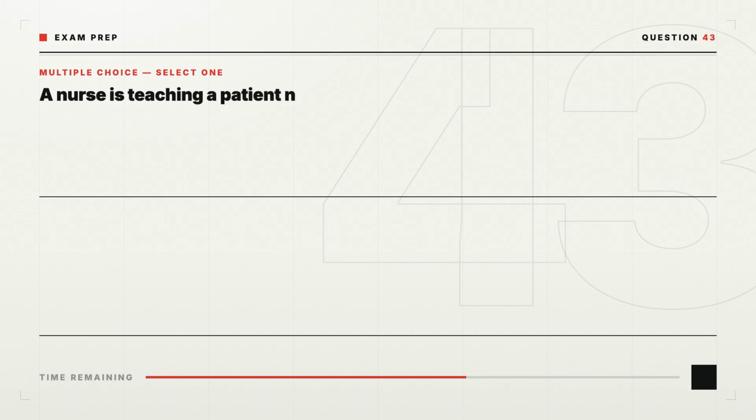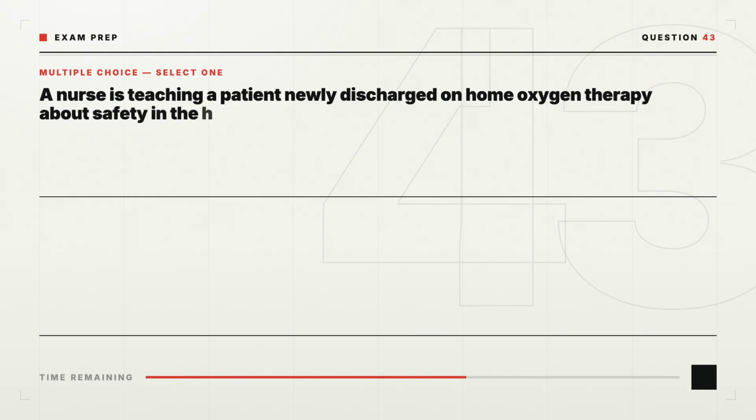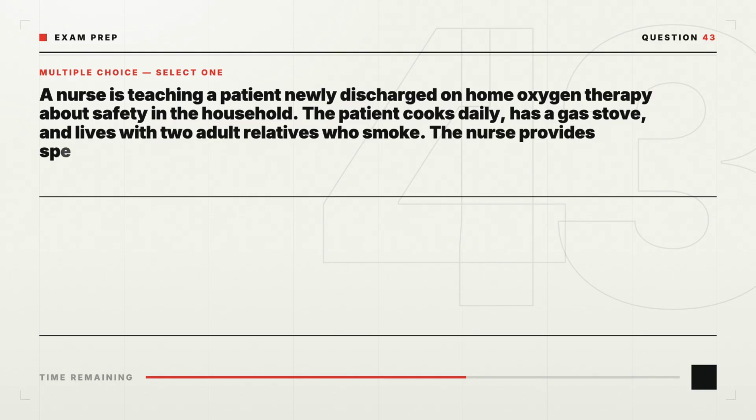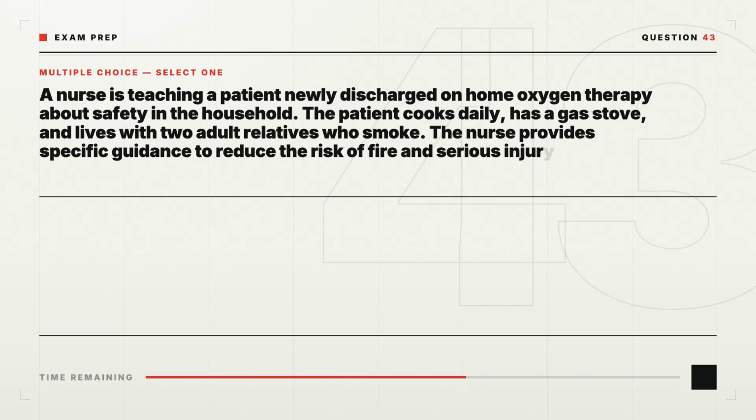Question 43. A nurse is teaching a patient newly discharged on home oxygen therapy about safety in the household. The patient cooks daily, has a gas stove, and lives with 2 adult relatives who smoke. The nurse provides specific guidance to reduce the risk of fire and serious injury while using oxygen.